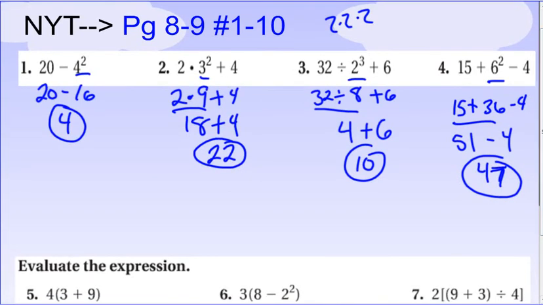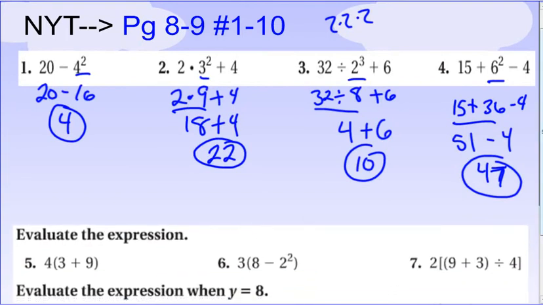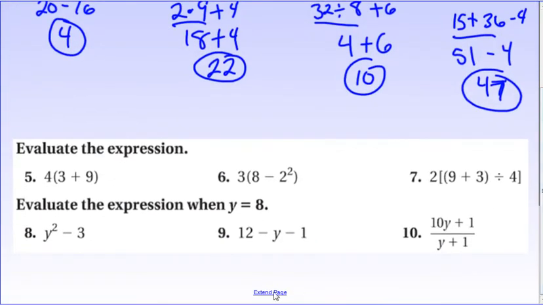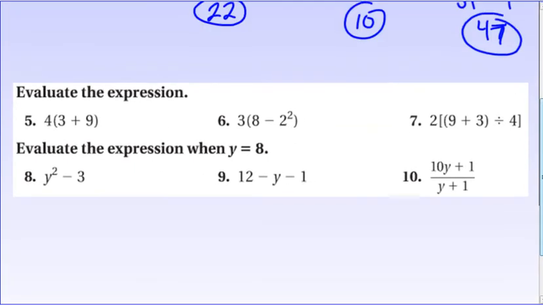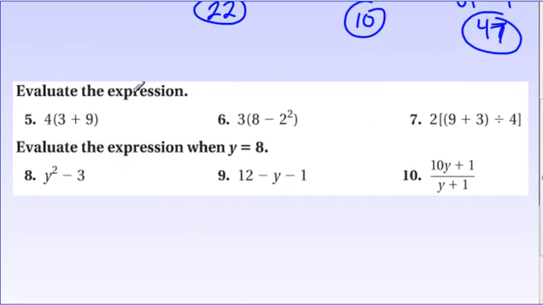All right. And now let's look at these next couple. We'll need more space. All right, number 5, evaluate the expression. We've got parentheses, so I'm just going to write the problem down. 4 times 3 plus 9, which, by the way, is what it says. 4 times 3 plus 9.